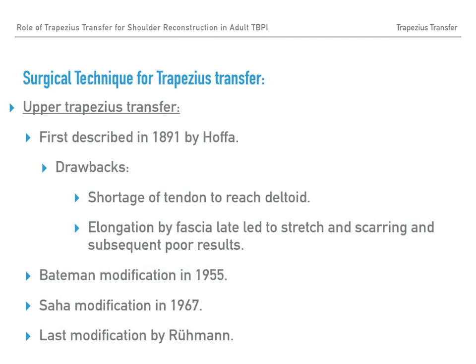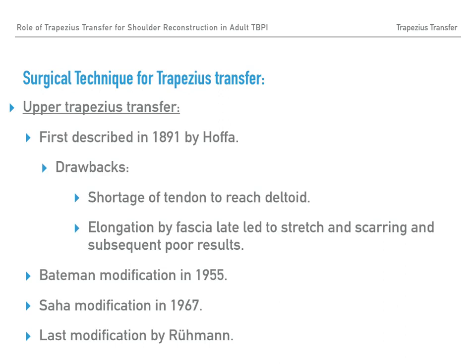The surgical technique for trapezius transfer includes upper trapezius transfer, which was first described by Hoffa in 1891. But the main drawback of this technique is shortage of tendon to reach the deltoid, and even elongation by fascia lata graft led to stretch and scarring and subsequent poor results.